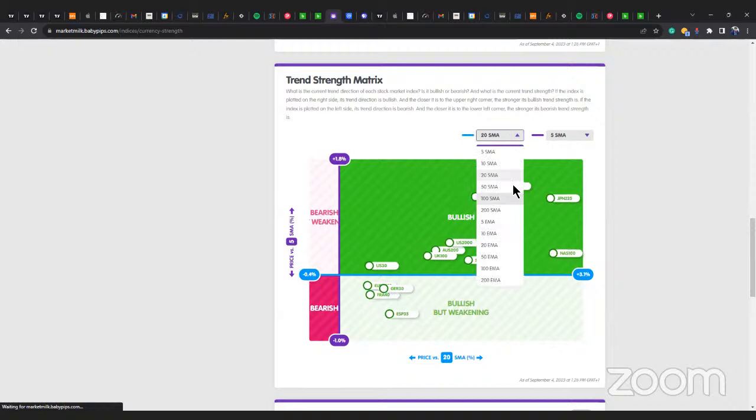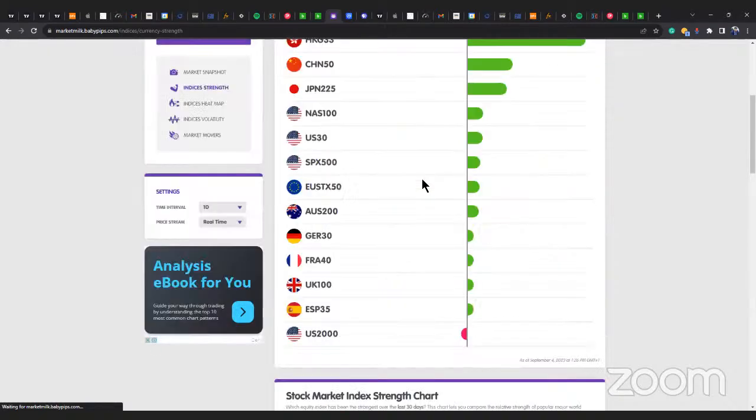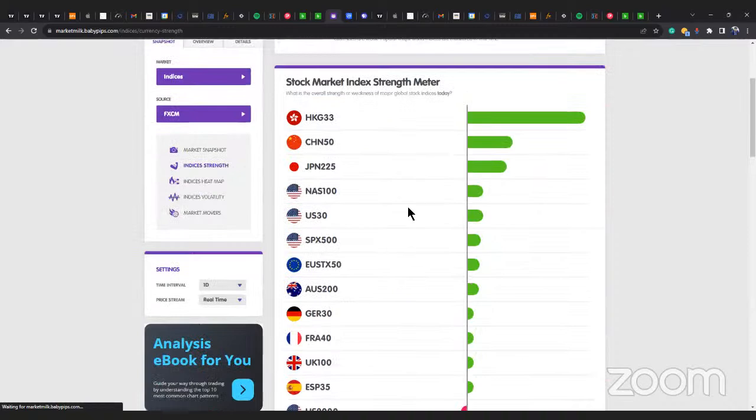If I scroll here, there are different moving averages. So you can use different averages. It depends on if you know how to combine them, right? You need to know which one is which. Okay. So look at now.